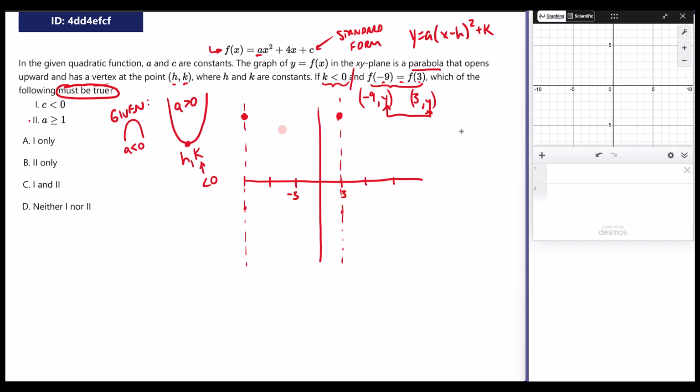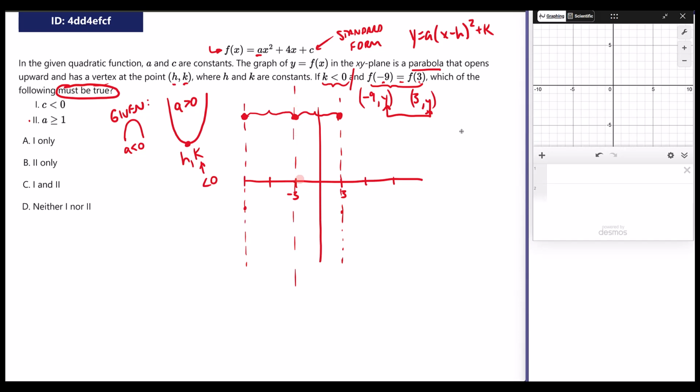I'm just placing them in a random spot for now so that we can see that the vertex of this parabola must go through the midpoint of these 2 points. That's by definition what an axis of symmetry is. These 2 points that I drew have to be equidistant from the axis of symmetry, from the vertical line that goes through the parabola's vertex.